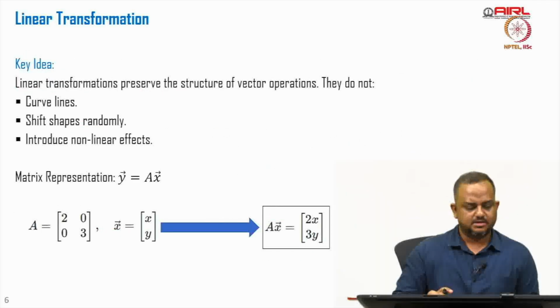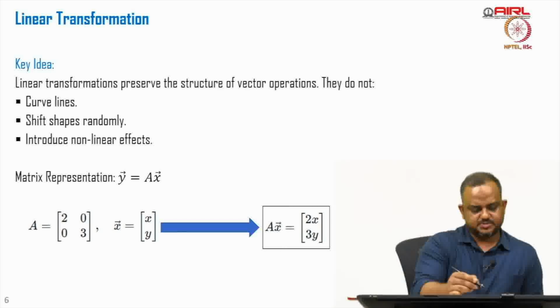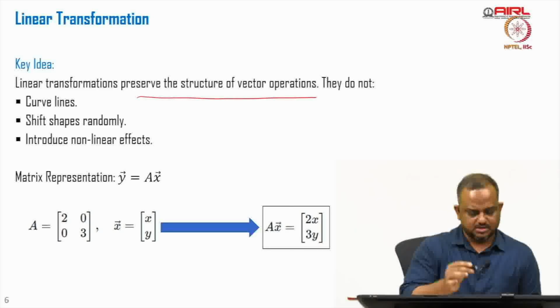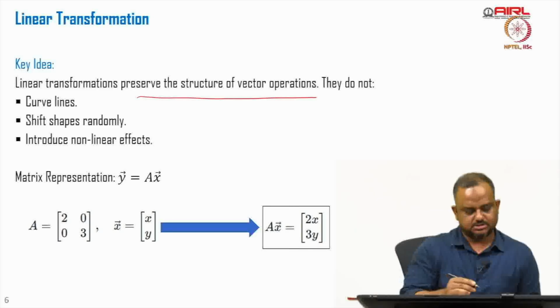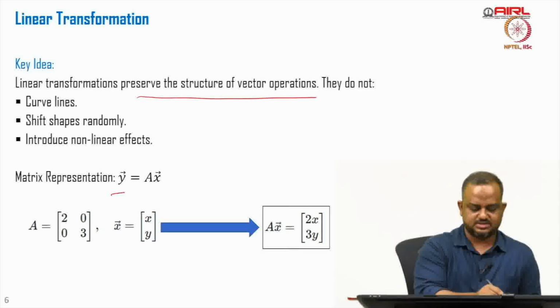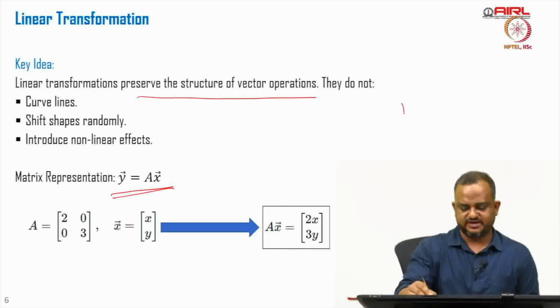Okay. What is the key idea? The linear transformations preserve the structure of the vector operations. So that is very important. It means that the shape, the size will not change. There will not be any nonlinear effects introduced into the system. Okay. When we talk about the linear transformation in a matrix representation, it can be represented as this. Say there is a vector x.